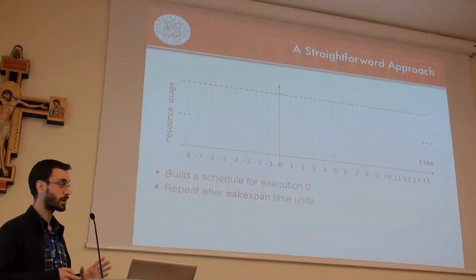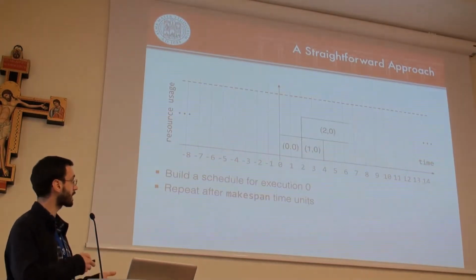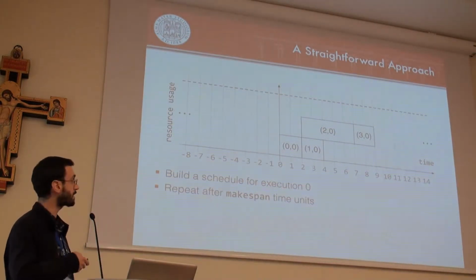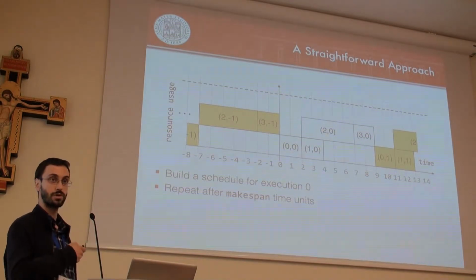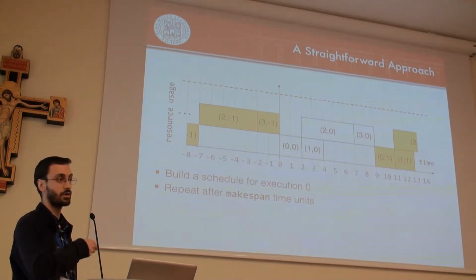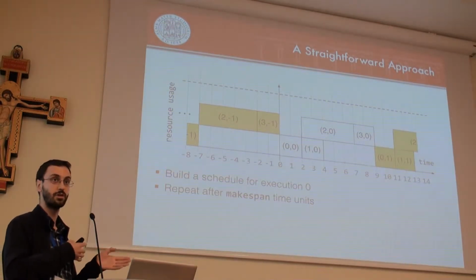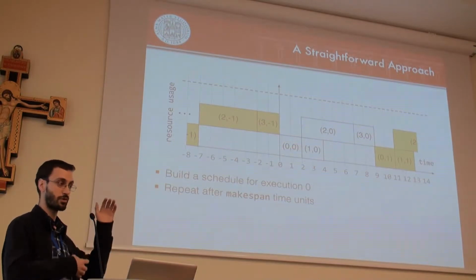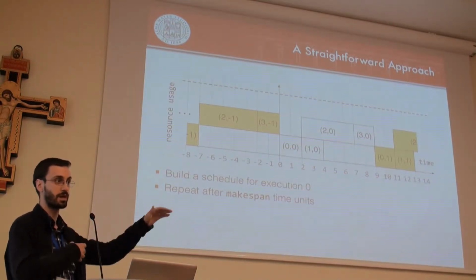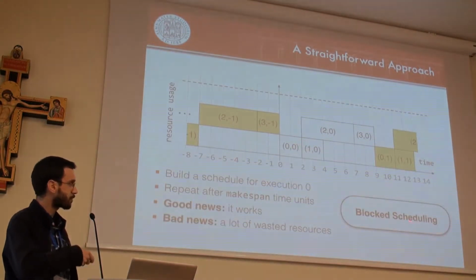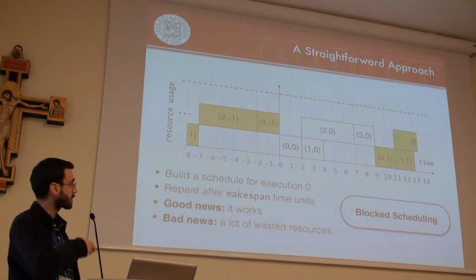The simplest thing that we can do in this direction is building a schedule for the first execution, forgetting about cyclic dependencies, then we repeat this stuff every makespan. And this works, we get a correct schedule in this fashion. There is one big problem, that we are wasting a lot of resources. And this is a huge issue, because usually cyclic scheduling is a way to exploit the availability of a lot of resources. We have a lot of resources, but we want to exploit them by building a pipeline. In this case, your pipeline will be very poor. This kind of approach is called block scheduling. This technique is called blocking.